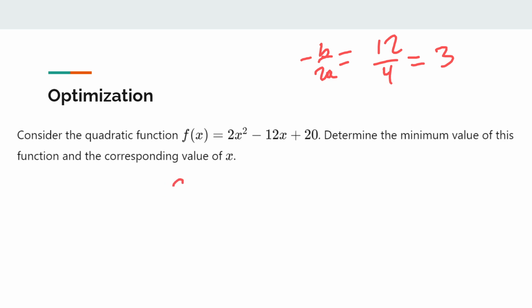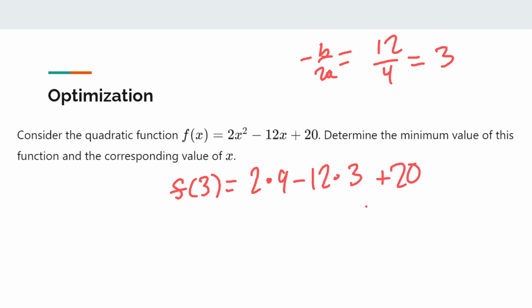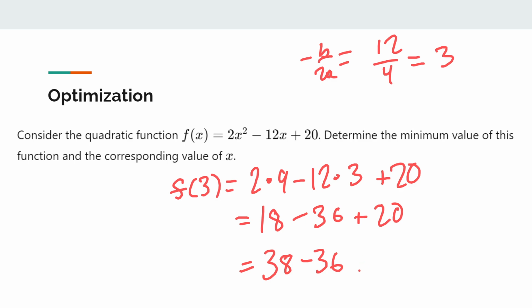Okay, now what is f of 3? That is just 2 times 9 minus 12 times 3 plus 20. And that is just 18 minus 36 plus 20. And what is that? That's just 38 minus 36, and that is just equal to 2. So 2 is the minimum value of the function, and the corresponding x is x equals 3.